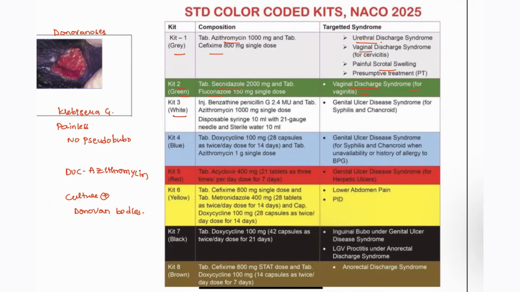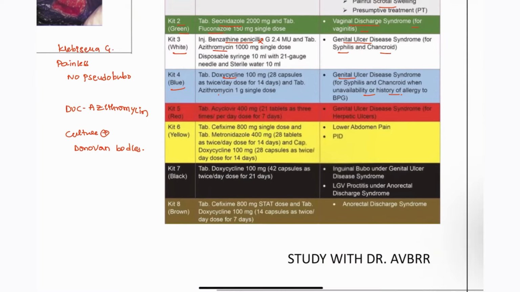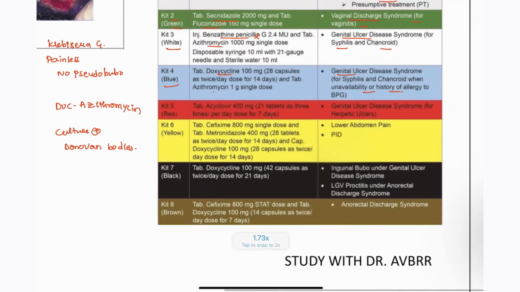Next, white kit is for genital ulcers, especially syphilis or chancroid. Benzathine penicillin and azithromycin are given in this. Next, blue kit is for genital ulcer disease, only for patients with unavailability or history of allergy to benzathine penicillin. For this patient, doxycycline can be given. Next, red kit is for patients suffering from herpes. Acyclovir is given.